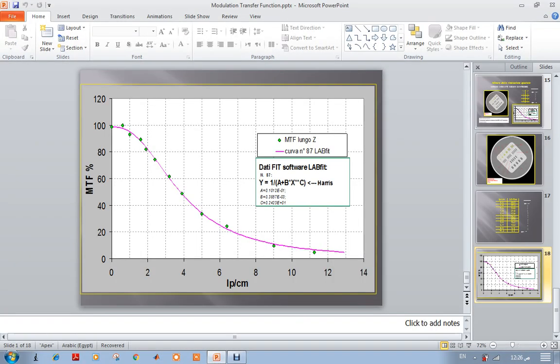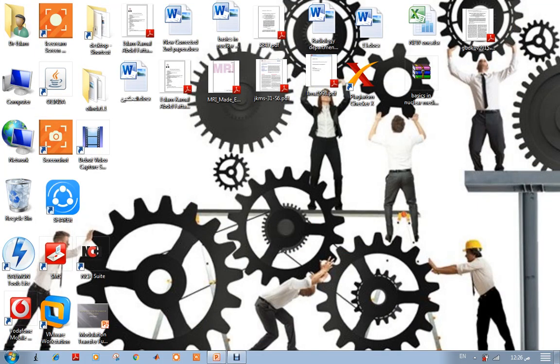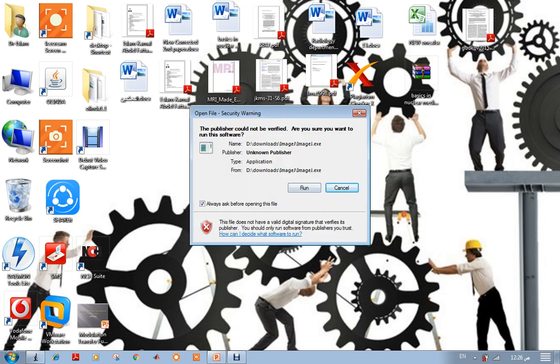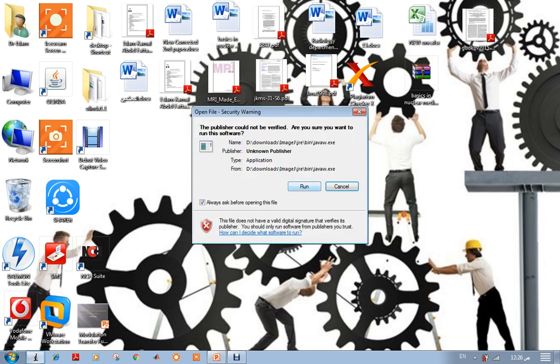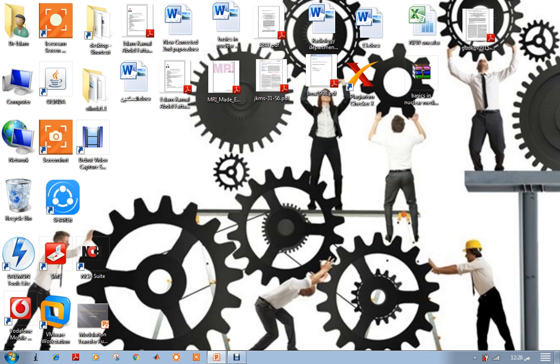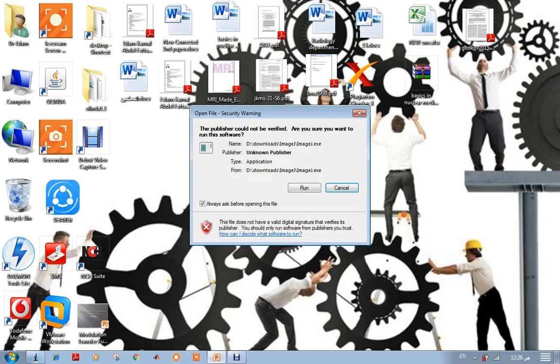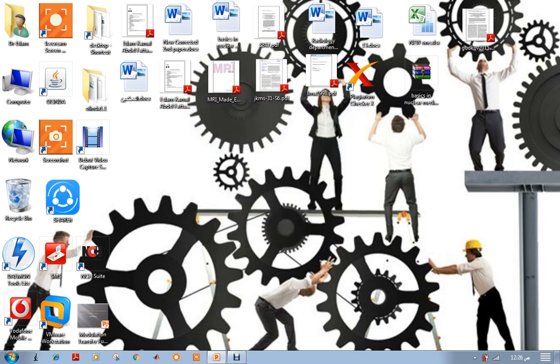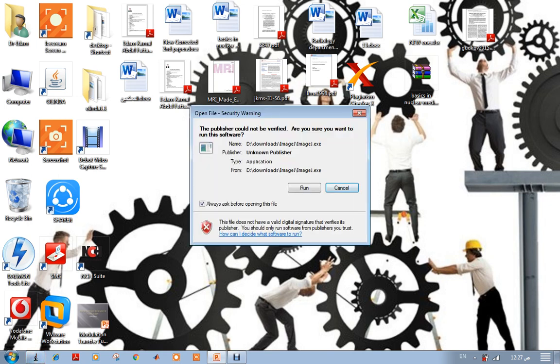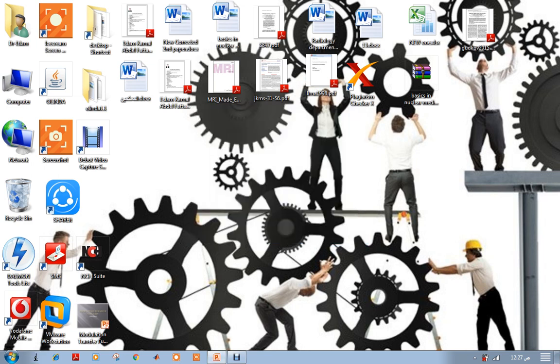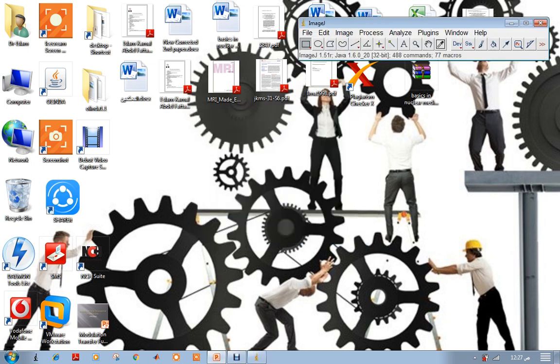If we want to calculate the modulation transfer function practically, you need to scan a phantom for CT to get an image of line pairs, and use the ImageJ program. I will open it. Okay, it's open.